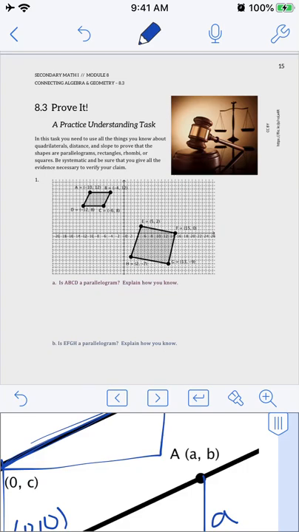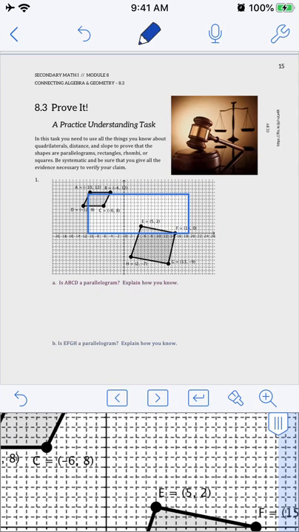Hello, welcome to 8.3, Prove It, a practice understanding task. I believe we have the whole day for this one, because it is long. Alright, we're working with real shapes now.